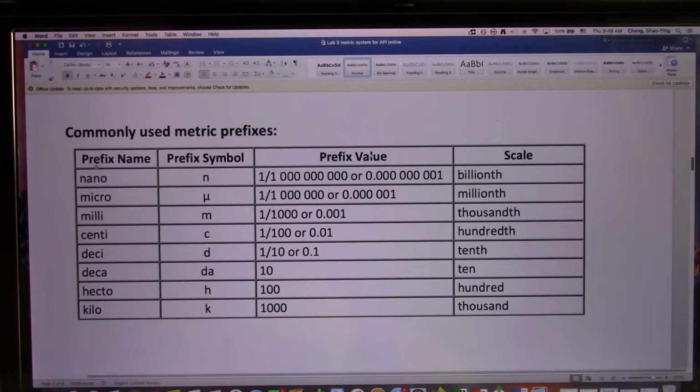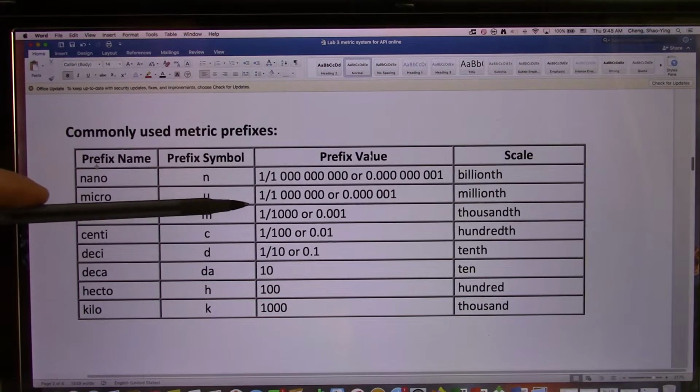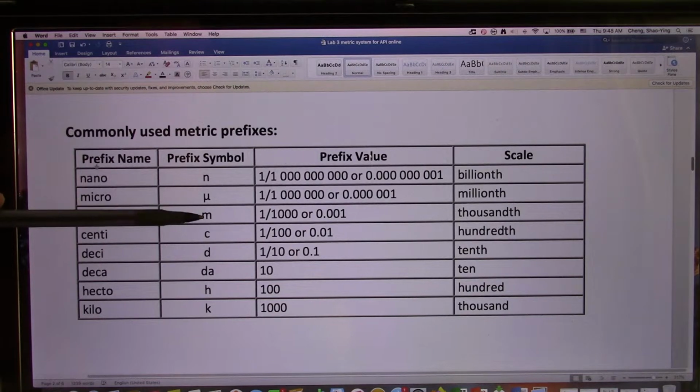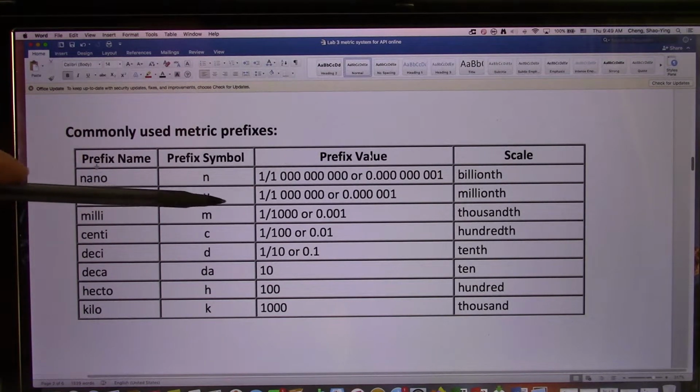And the prefix. Prefix is a way to identify their real size, real volume, like milliliter. What does milli mean? Milli means 1/1000. So milliliter is actually take a liter and divide by 1,000 times. So 1 milliliter is 1/1000 of liter. And the same as the millimeter. Millimeter is a meter divided by 1,000 times.